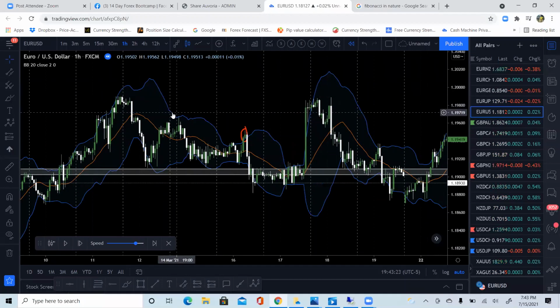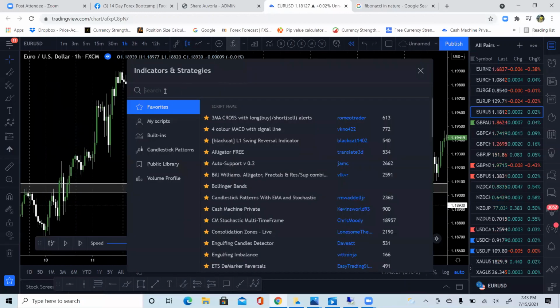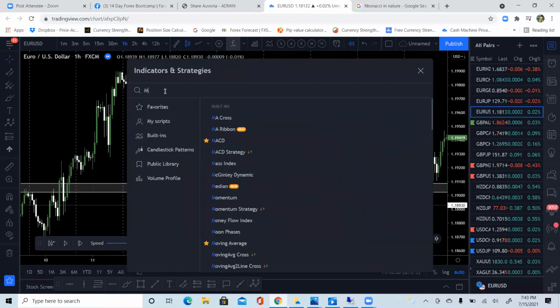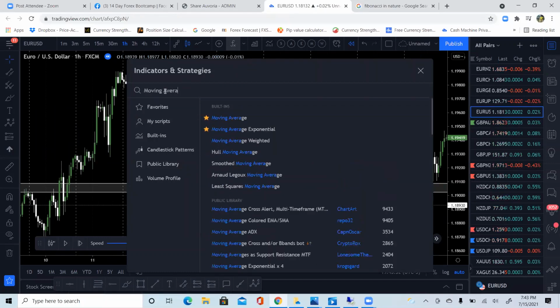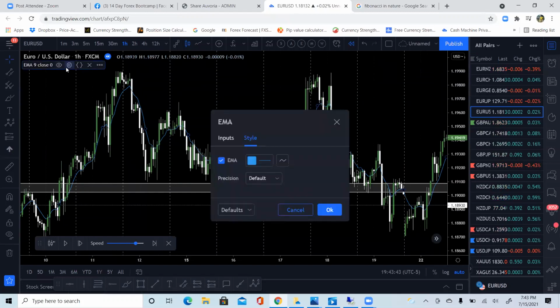So the last dynamic one would be the moving average. And I like using the exponential moving average, because the exponential moving average puts more emphasis on what's currently happening versus what happened. So you get faster reactions, and sometimes you need that when you're looking for quicker trades.